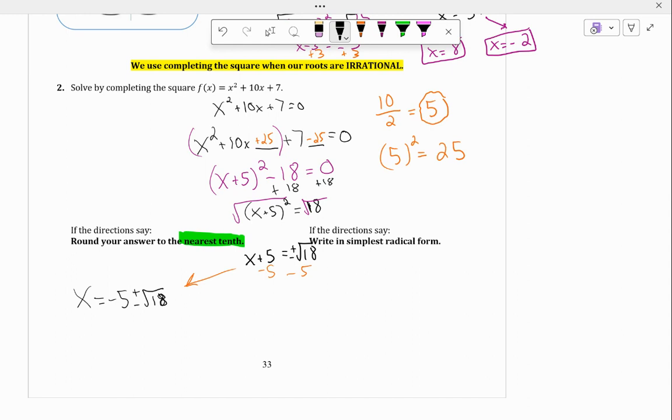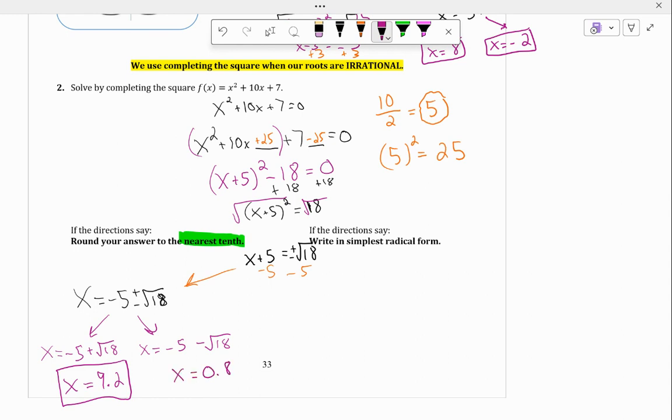Really nice about this, we can just plug this in our TI Inspire. So the first thing you want to do is x equals negative 5 plus the square root of 18, and you also want to do x equals negative 5 minus the square root of 18. And when you get that, you will get the answers as x equals 9.2. Again, just put this in your TI Inspire, and the other answer will be x equals 0.8. So if that is to the nearest 10th, that is how you solve that.